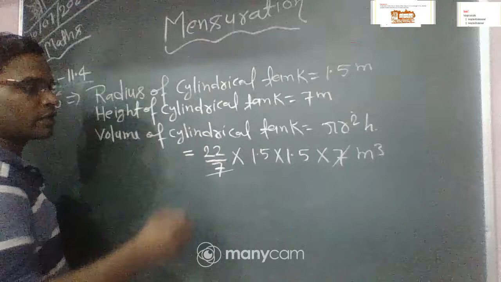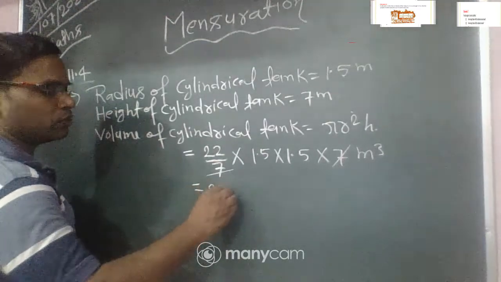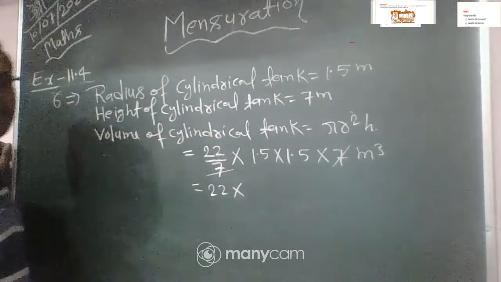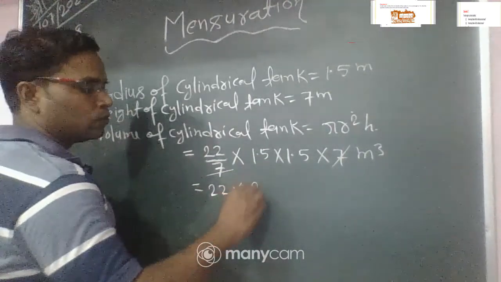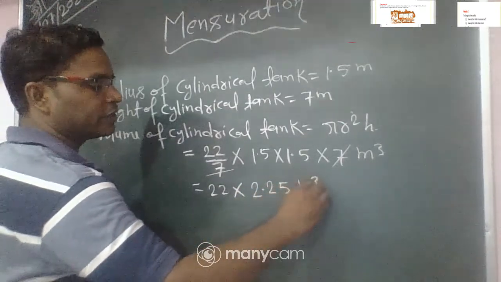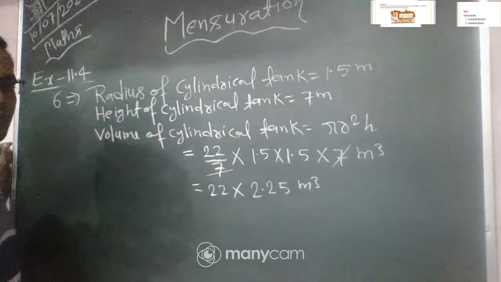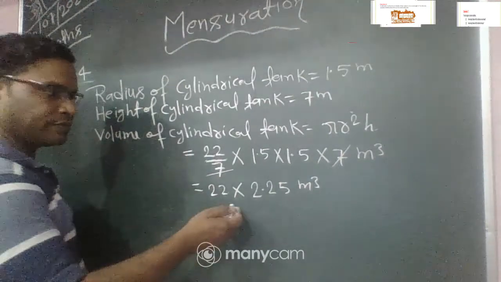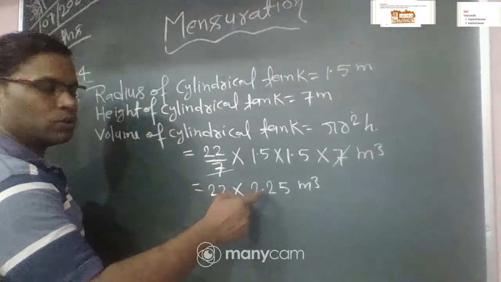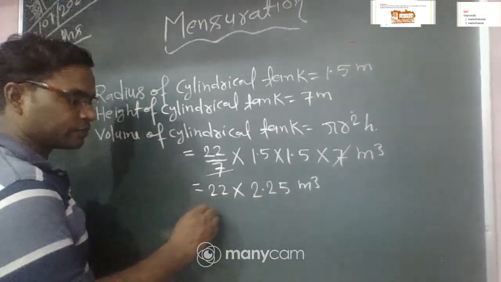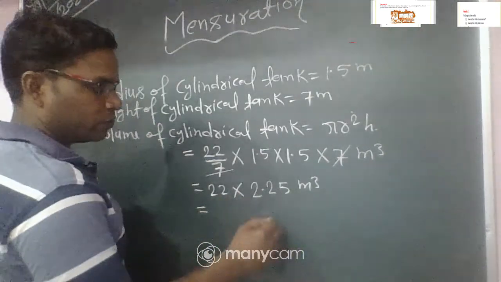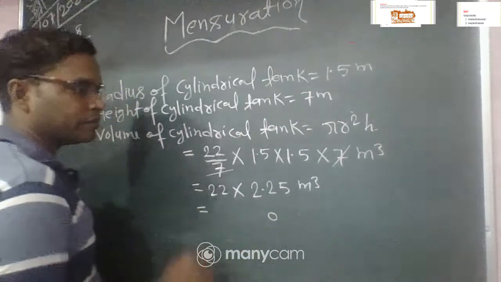This is clear. So here 22 into 1.5 into 1.5 becomes 2.25 meter. Now we multiply by this, 22 into 2.25. So let's see, 22 times 5 is 110. So 0 carry 11.